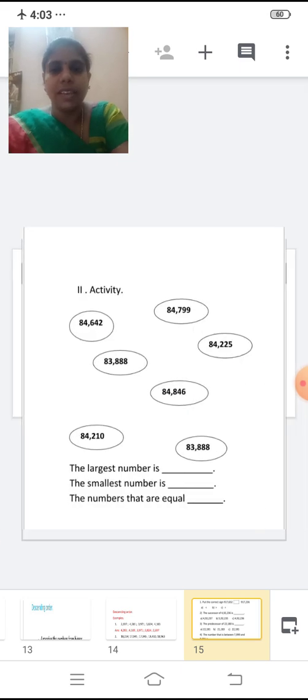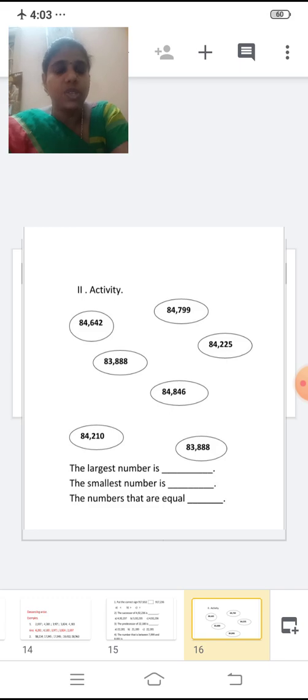You are going to write the largest number among the given numbers. Choose it. Then I have given one activity for you. I have given some numbers. Write the largest number in that. What is the smallest number? And the numbers that are equal. Finish the worksheet.